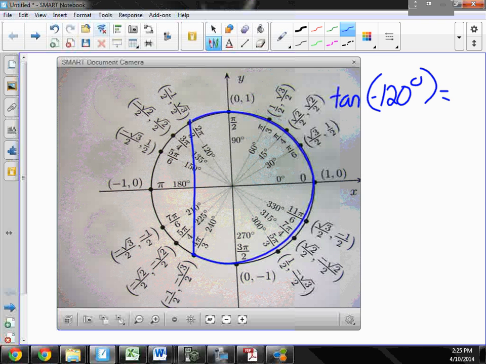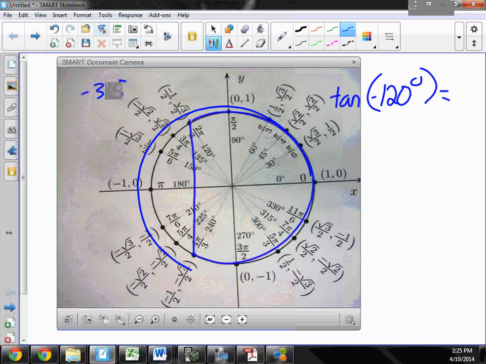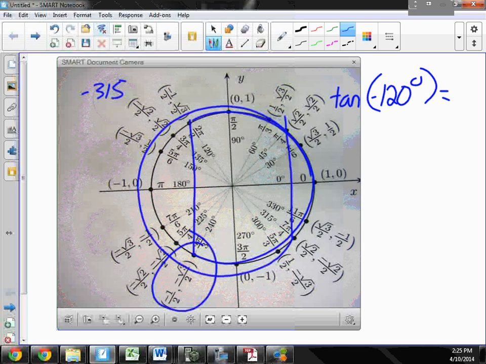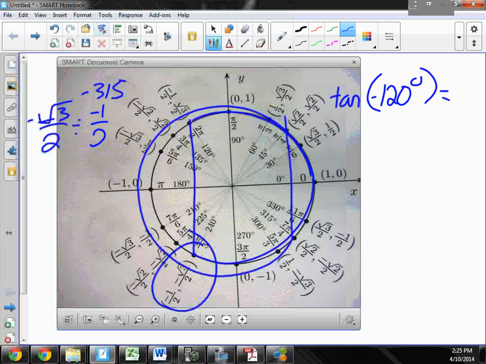If you had negative 315, you could go all the way around to 315 and then go straight up. That will always work. So, tangent of negative 120. I'm down here. And tangents, which values do I use? Y over x, and that's on your reference sheet. So, negative root 3 over 2 divided by negative 1/2.